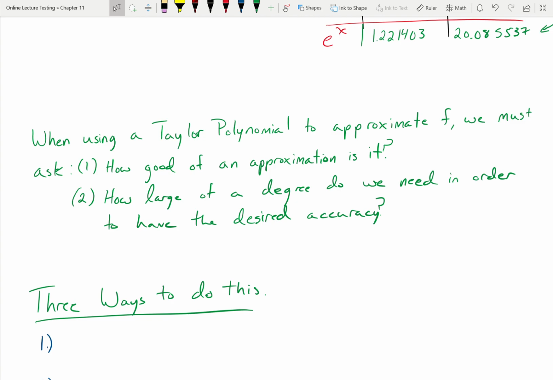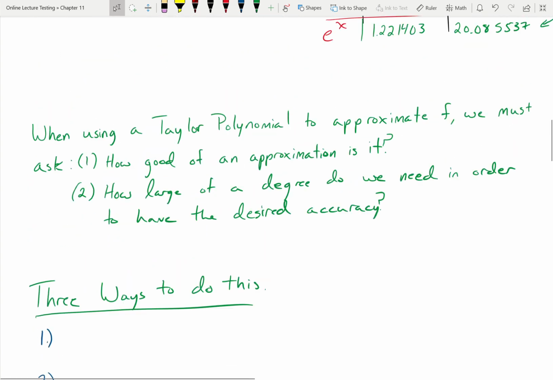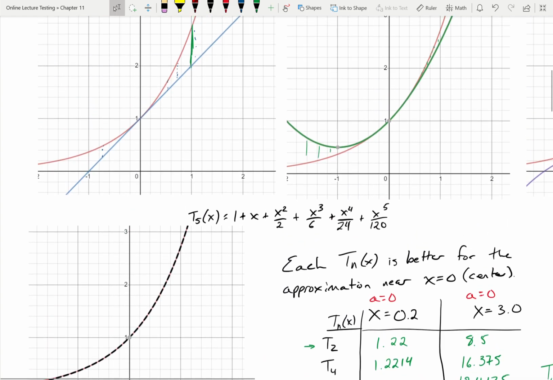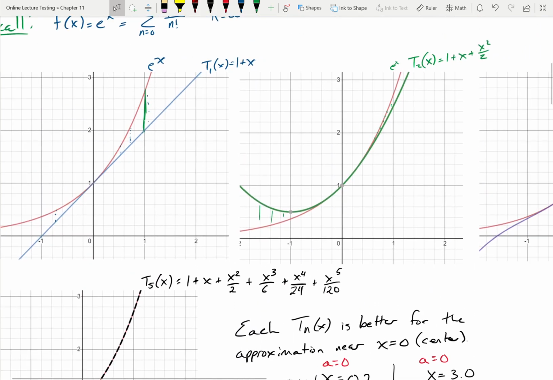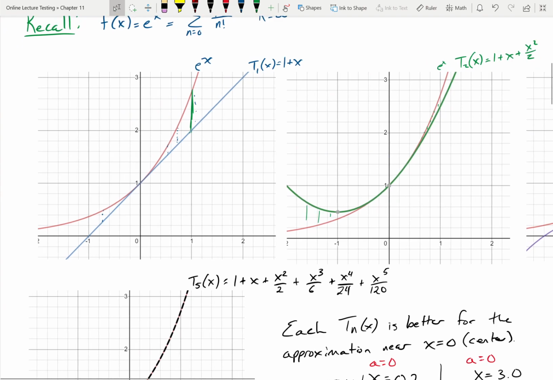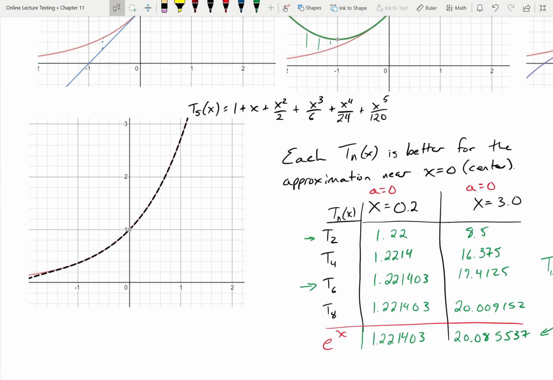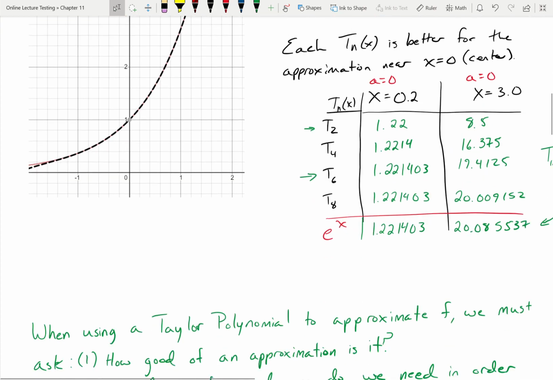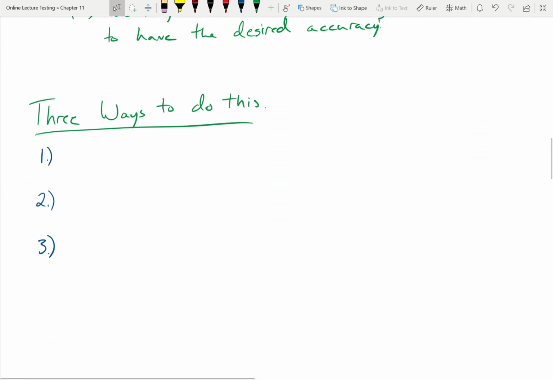Well, there's 3 ways that we can answer this particular question. The first one is like what we just saw up here. I can use a graphing calculator and come up with the approximation that I need based upon different iterations of the Taylor polynomial. All right. So the first group is a graphing calculator or graphing device to approximate.